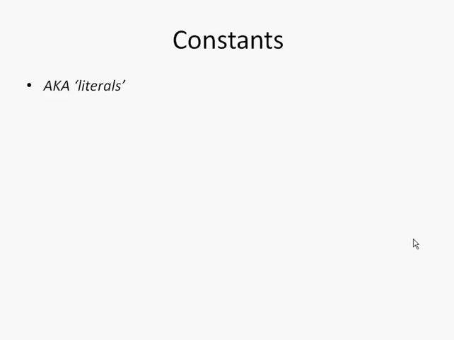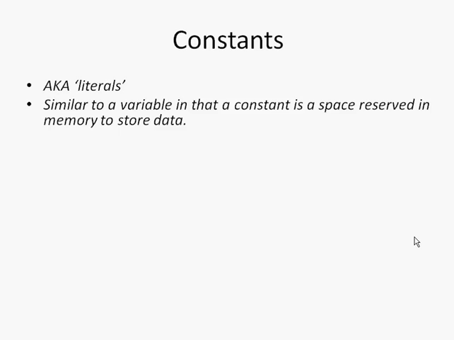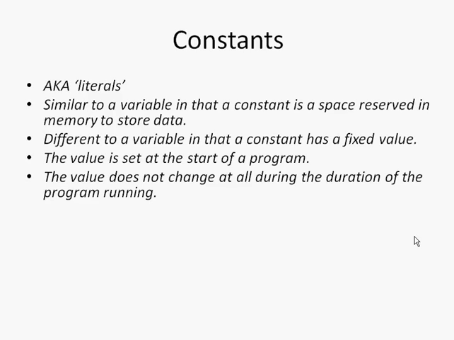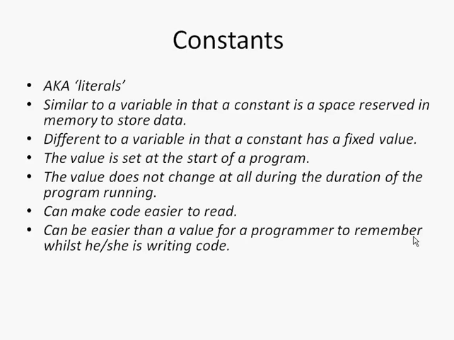Constants, which we might also know as literals, are very similar to a variable in that the constant is a space reserved in memory to store data, but then it's different to a variable in that a constant has a fixed value. The value is set at the start of the program, and the value does not change at all during the duration of the program running. It doesn't vary.